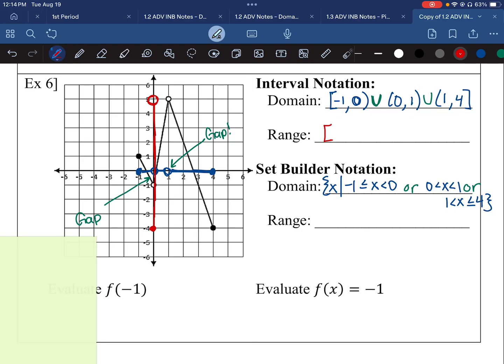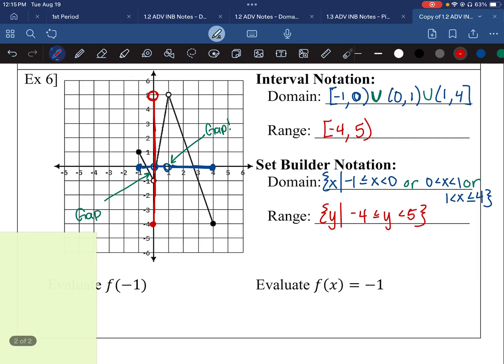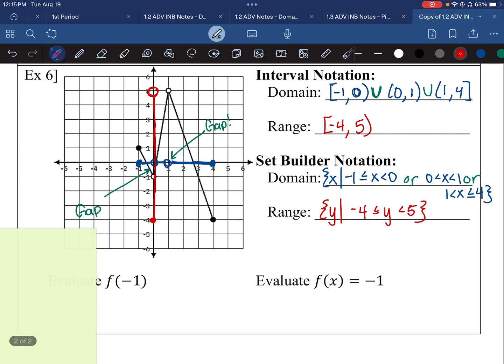So we write that as -4 with a bracket to 5 with a parenthesis. No gaps needed in the range. So we have the set of y's such that -4 ≤ y < 5. So just because there's a gap in domain doesn't mean there'll be one in range. Sometimes there is, sometimes there isn't.